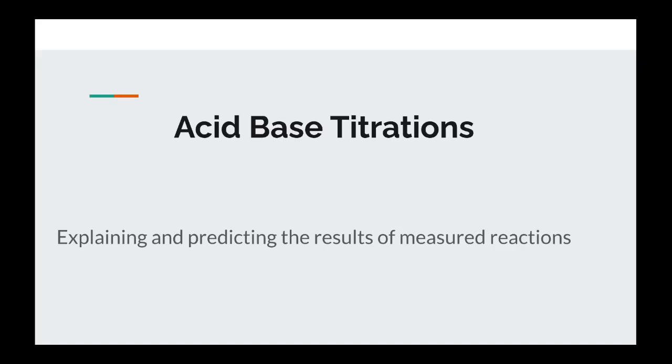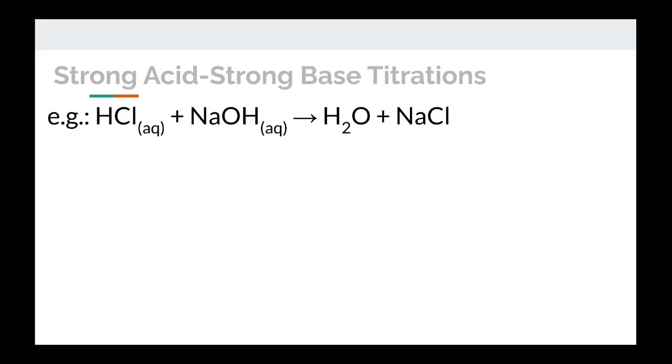In a previous video, we talked about titrations, and we talked about acid and base titrations very generally. In this video, we're going to get into a lot more detail about different types of acid-base titrations and what they tell us about what's going on inside the titration mixture. The first and the simplest type that we're going to look at is strong acid, strong base titrations.